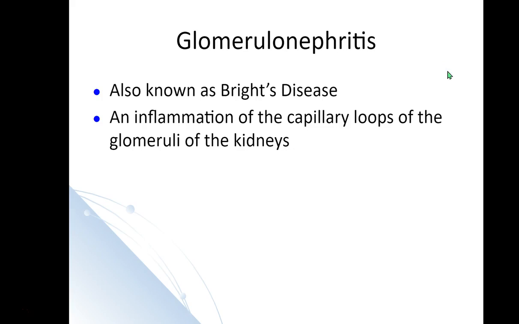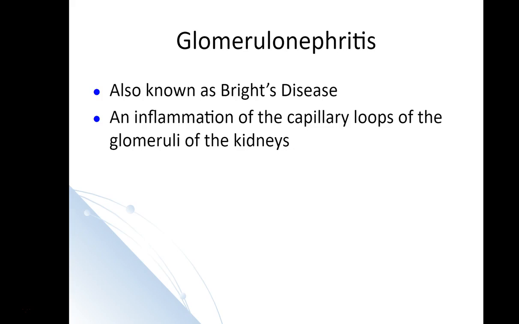Okay, let's begin with our pathologies. So the first pathology I'd like you to be familiar with is glomerulonephritis. And this is also known as Bright's disease. This is an inflammation of the capillary loops of the glomeruli of the kidneys. So remember, think about your diagram. The glomeruli is this little ball of capillaries inside Bowman's capsule. And that little ball of capillaries can become inflamed.